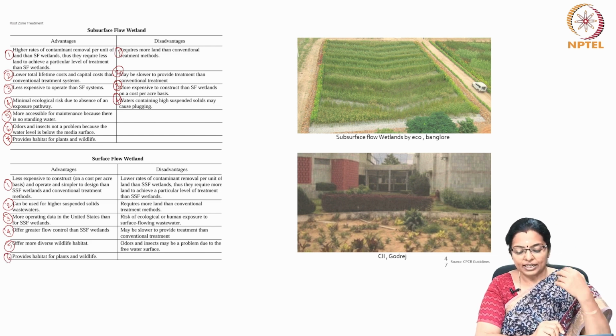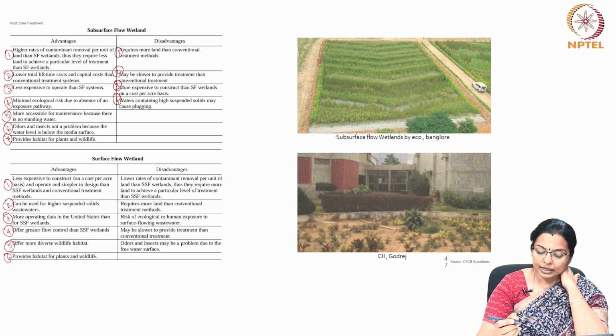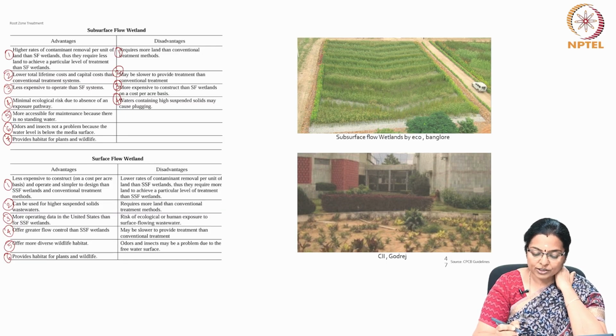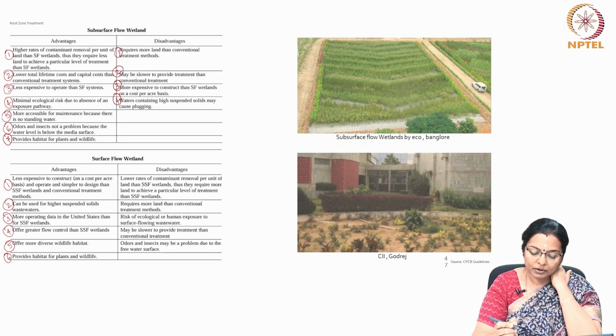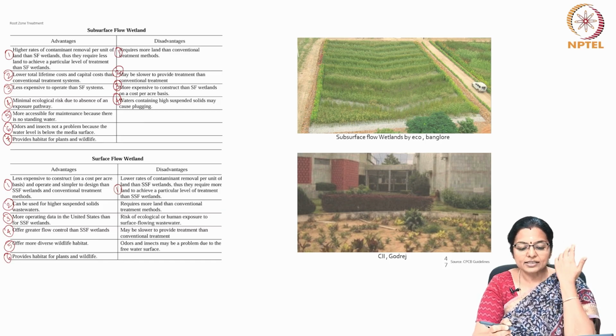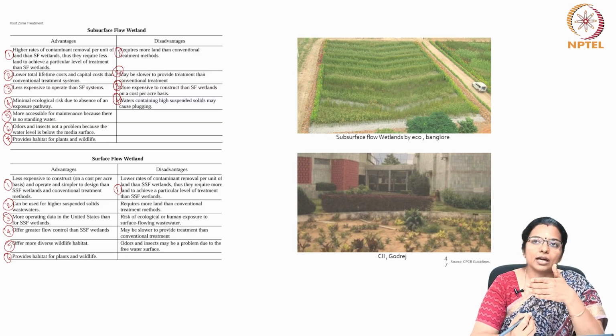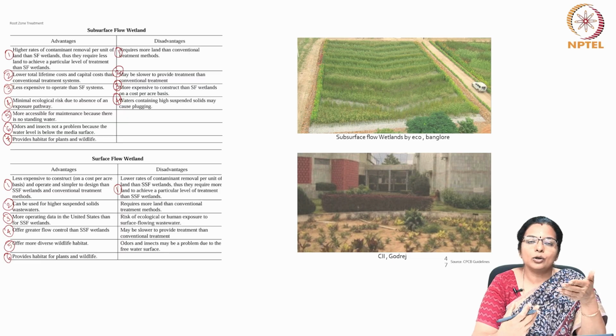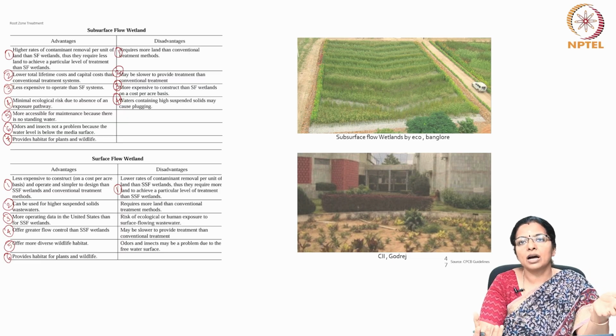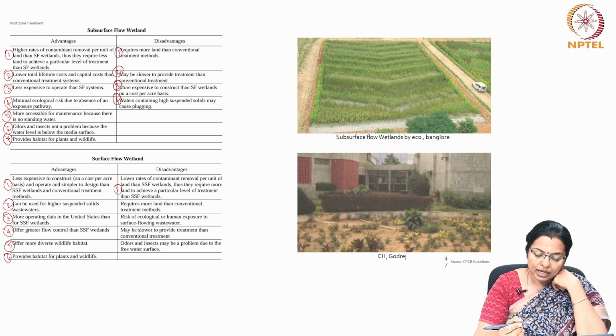The disadvantage is that they have lower rates of contaminant removal per unit of land. Thus, they require more land to achieve a particular level of treatment than subsurface flow wetland because they look more natural as a large water body. They require more land than conventional treatment methods.